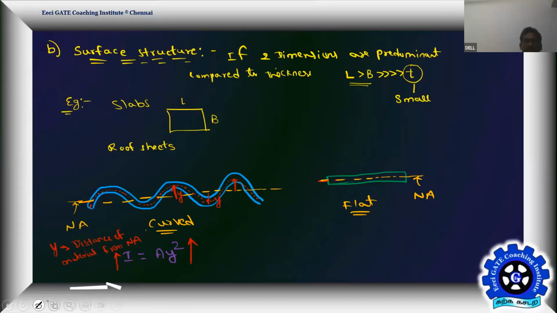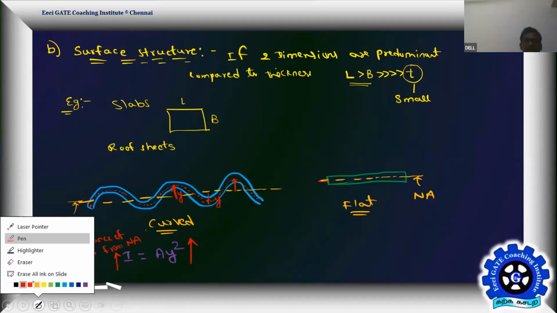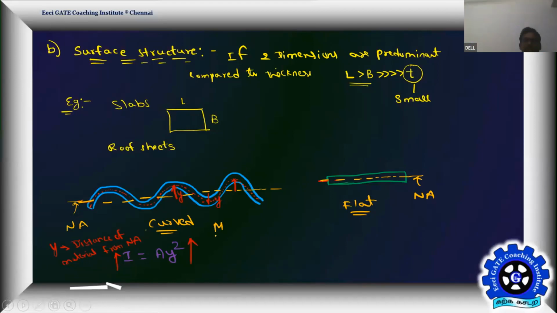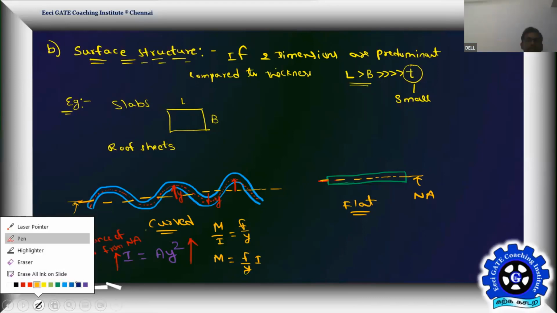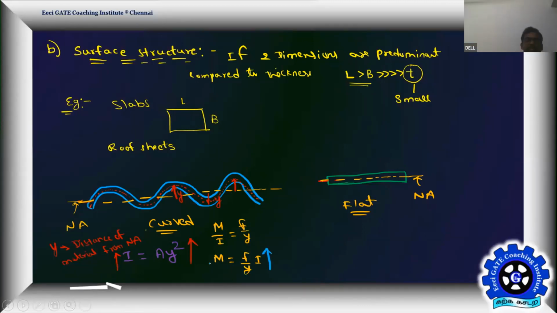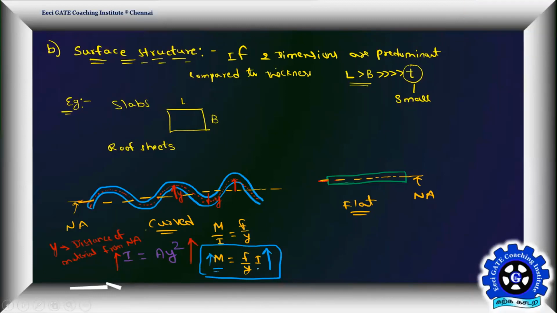So we have the bending equation. Do you know the bending equation? Any one of you? M by I is equal to F by Y, is equal to E by R. We are not going to make use of E by R. So the bending moment carrying capacity is nothing but F by Y into I. Yes or no? If the moment of inertia is more, what about the moment carrying capacity? It increases, yes, it will be more.